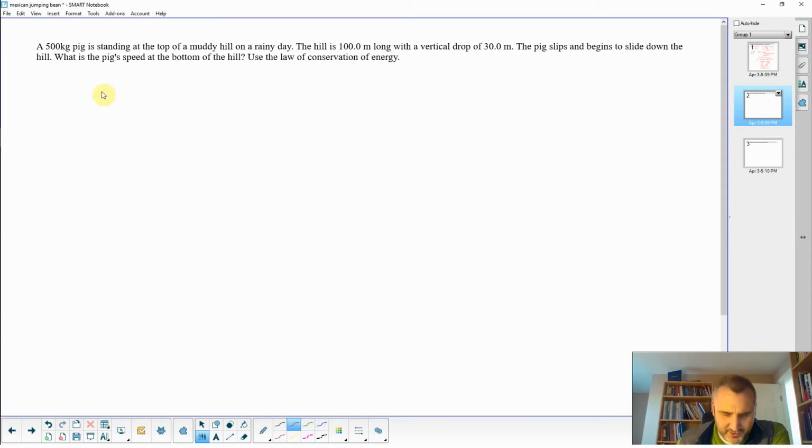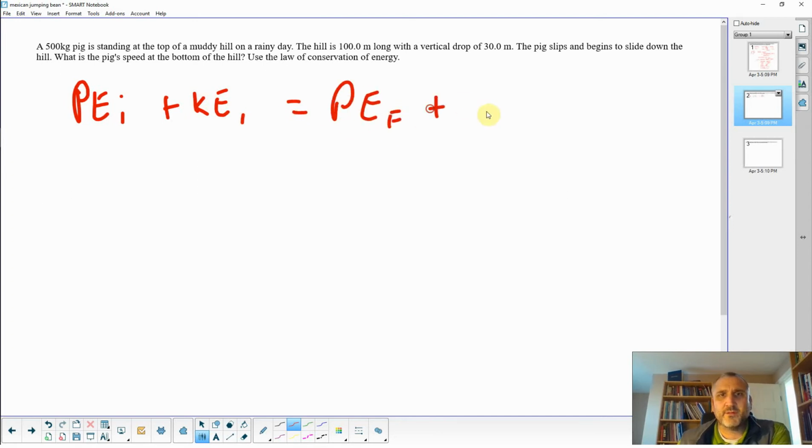Use conservation of energy. So we're going to use the conservation of energy, which states PE initial plus kinetic energy initial equals potential energy final plus kinetic energy final. And the beauty of this is he's standing at the top of the hill, which means in the initial, all of the energy he's got is potential. So if he's standing, there's no kinetic energy because he's not moving. And at the bottom of the hill, there is no potential energy because the pig is basically moving.